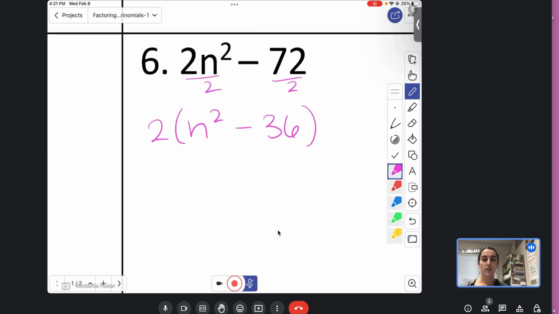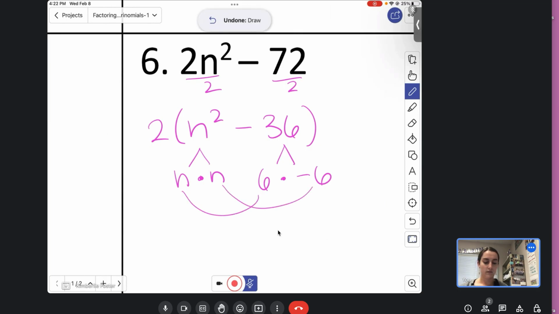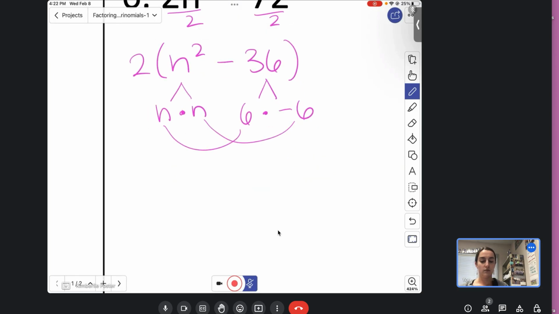Just like before, we need to bring this 2 down with us. I know n squared is n times n, and negative 36 is 6 times negative 6. So we're going to pair them up. Bring that 2 down, right? Don't forget to bring the 2 down. So I have 2 times n plus 6 times n minus 6.